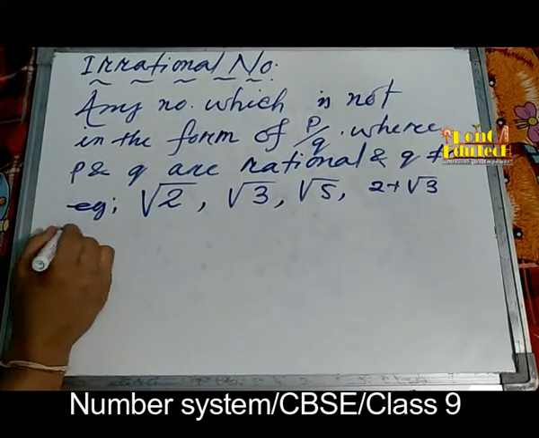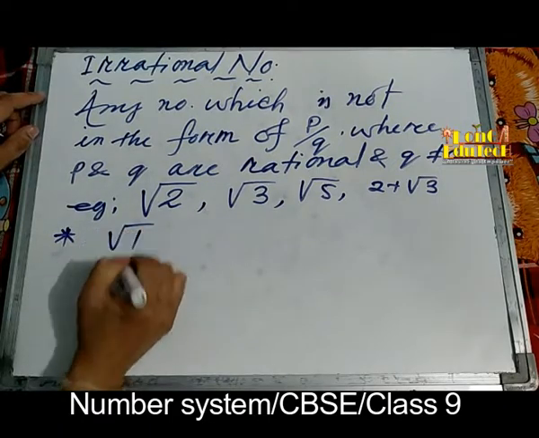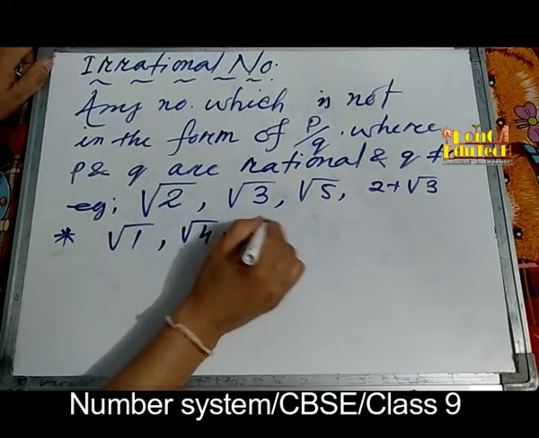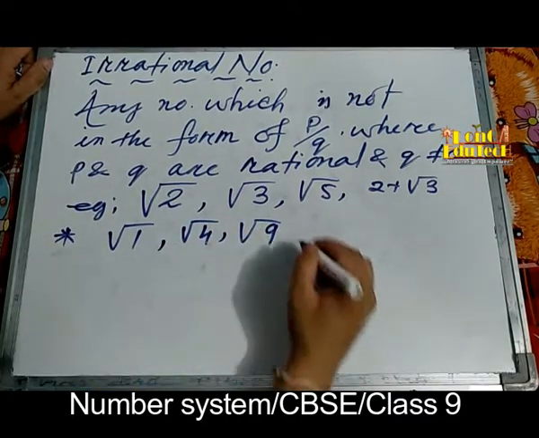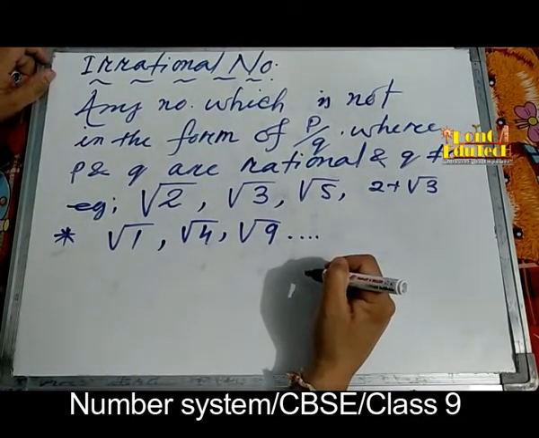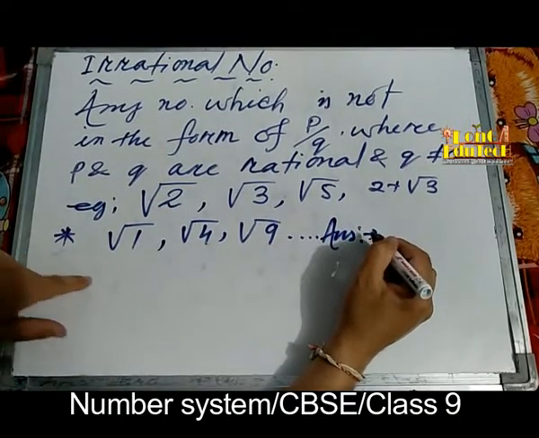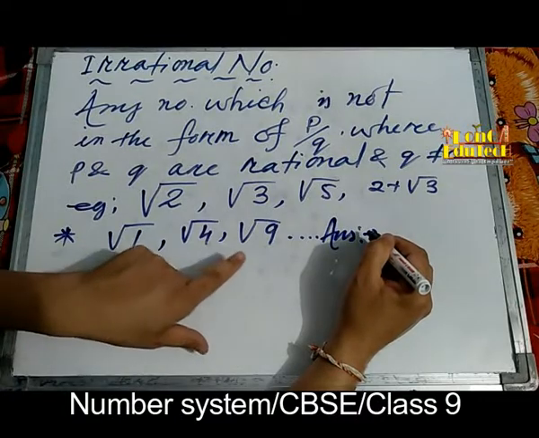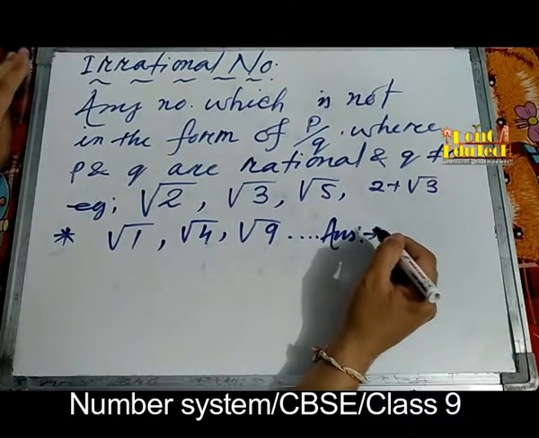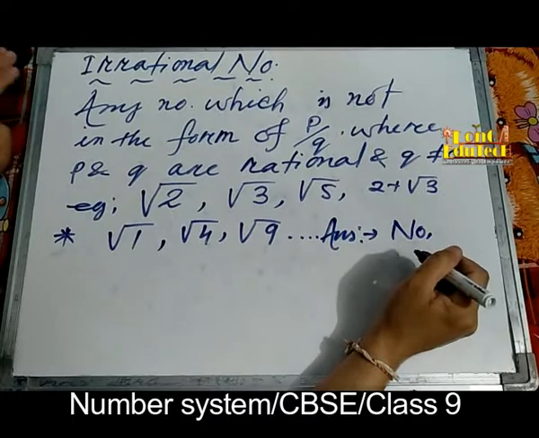But an important point to be noted: root over 1, root over 4, root over 9, and many other numbers. Are they irrational numbers? The answer of root over 1, root over 4, root over 9, root over 25: are they irrational or not? The answer will be no. They are rational. Why?